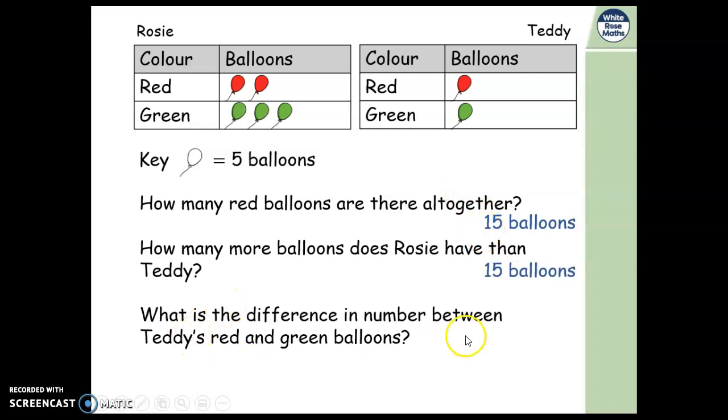What is the difference between Teddy's red and green balloons? Look at Teddy's. He's got 1 each. Because there's one each, there is no difference, so the answer is 0.